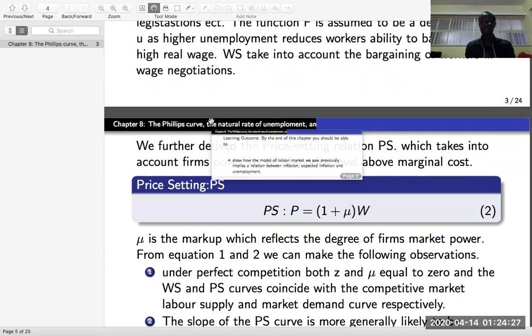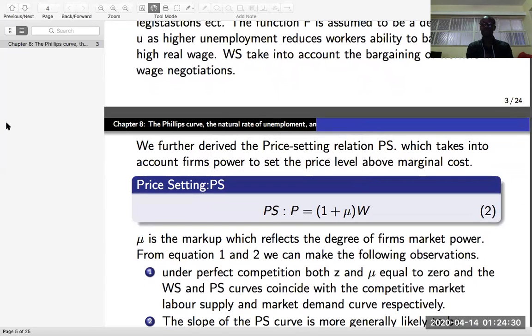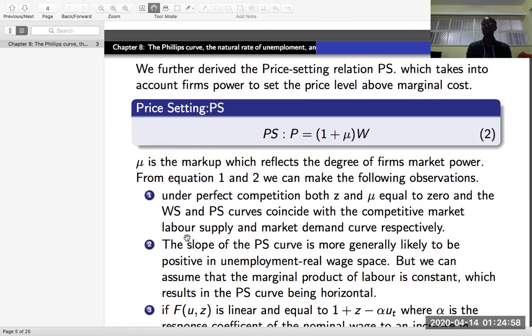From the price setting relation, we further derive a relationship between price and wages using the markup. So if you assume that you are operating under perfect competition, you get the relationship depicted in equation 2. Equation 2 tells us that the slope of the price setting curve is more generally likely to be positive in unemployment-real wage space. But if you assume the marginal product of labor is constant, then you actually get a horizontal price setting relation.